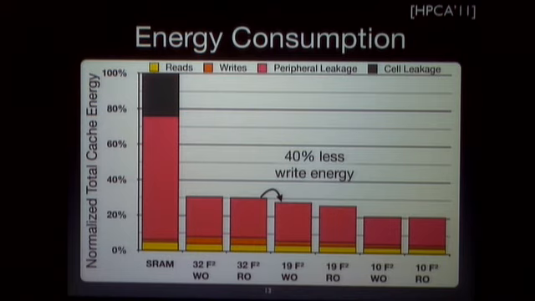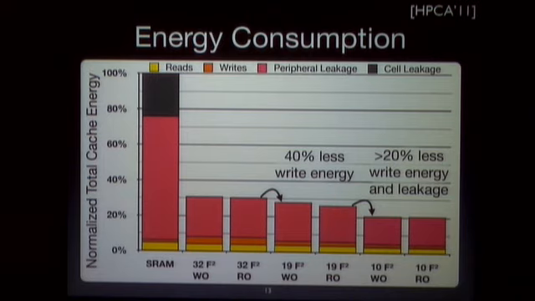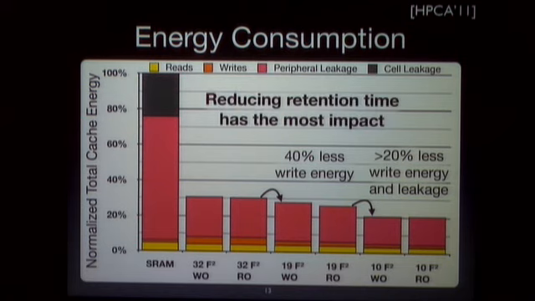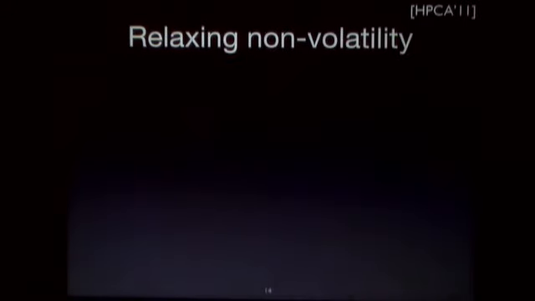Stepping from the 32F squared design to the 19F squared design, you're cutting 40% off your write energy, but your leakage is nominally the same. But once you go all the way to the ultra-low retention, you're getting 20% less both write energy and leakage. And what this is really showing is that you can play with the optimization of the write time, but ultimately reducing the retention time has a much bigger impact, both for performance and for energy savings.